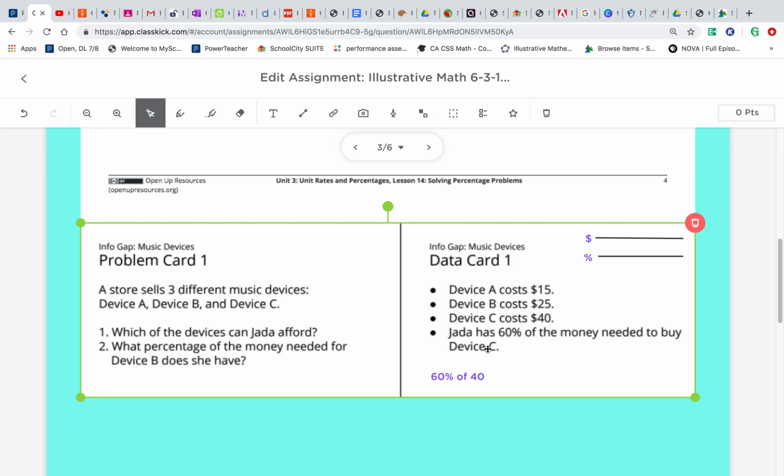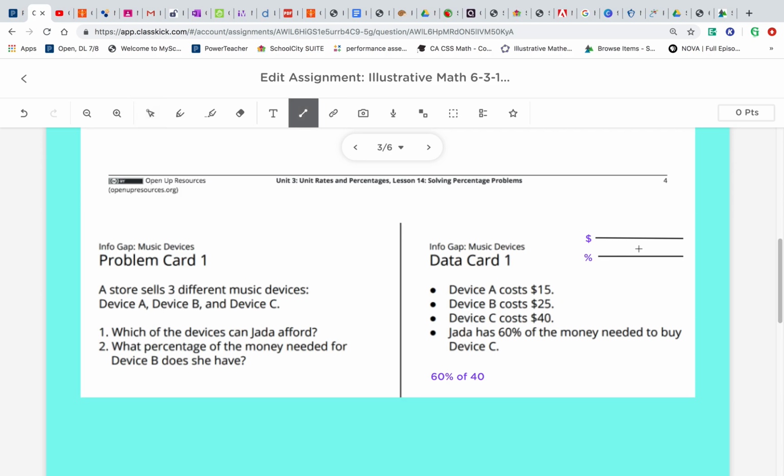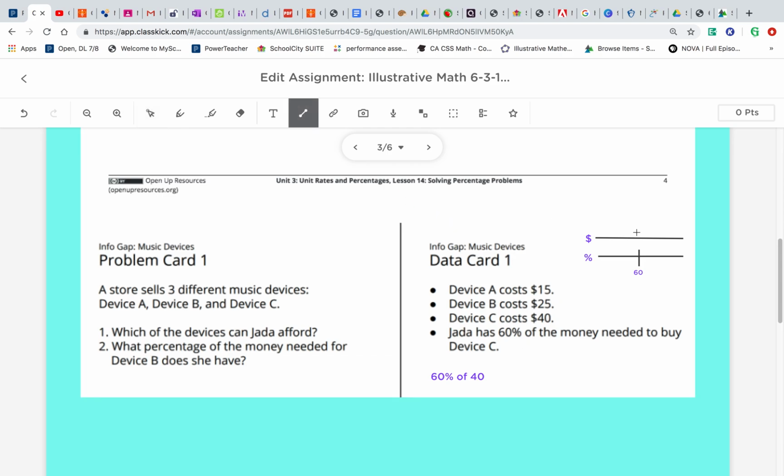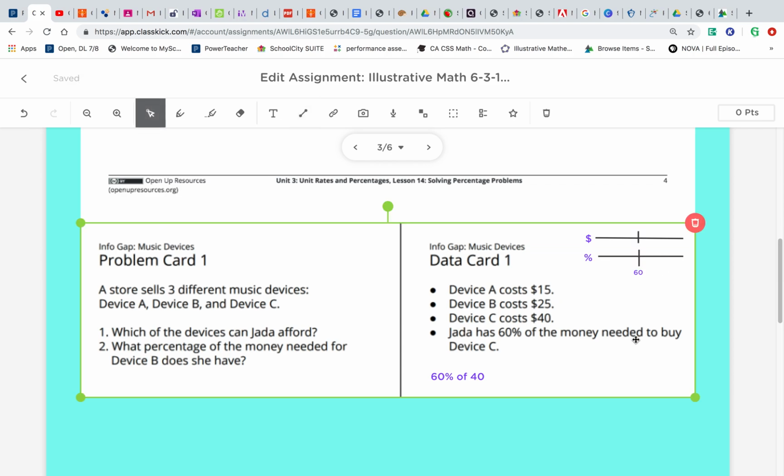So on the number line here, I'll put a tick mark in, and we can say that she has 60%. So we'll put a 60 there. That's what she's got. Okay, I'm going to make this one notch smaller. All right. Now, does that mean that 60 and 40 match up? It does not. We, at the moment, don't know what 60% of 40 is. So we can put a little tick mark here, but we don't know what goes there just yet.